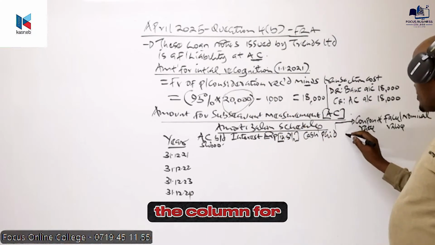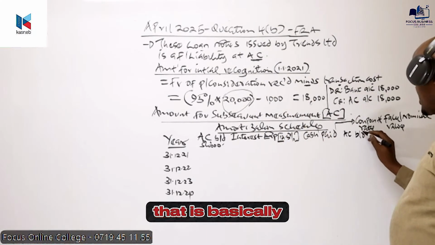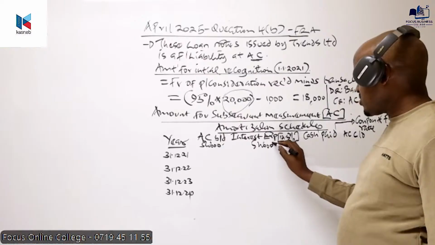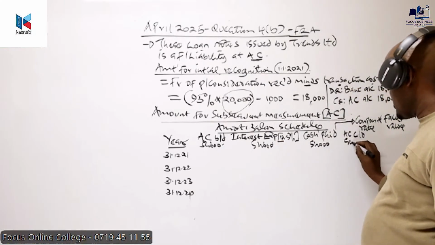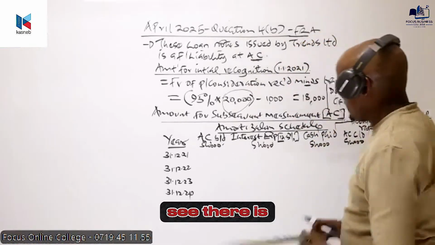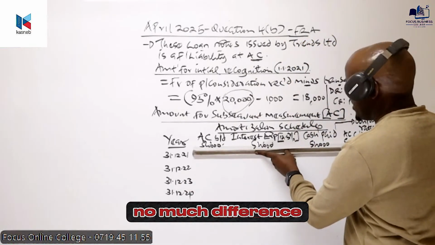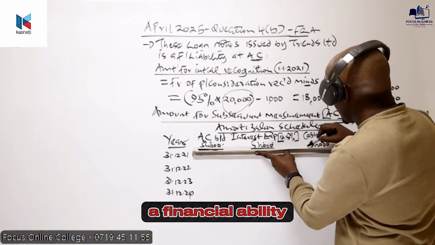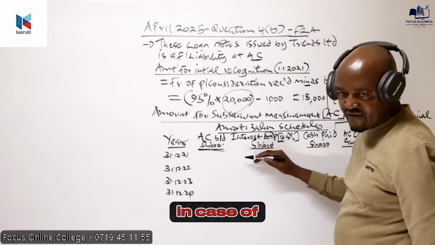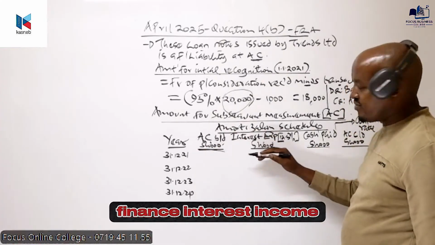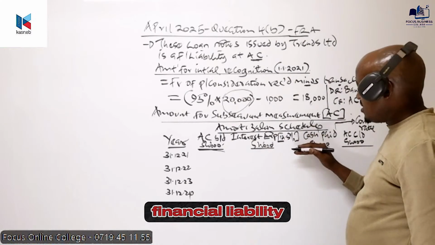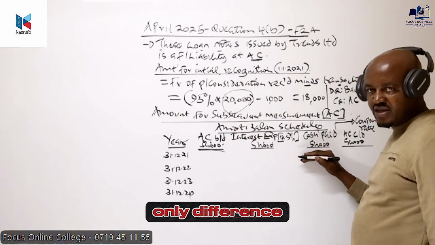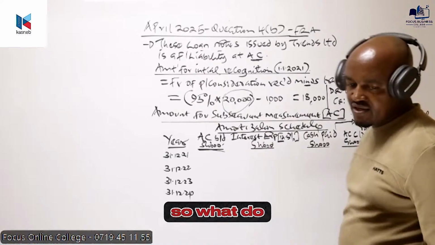And then finally, we have the column for the amortized cost at the end of the year. That is basically the balance carried down. And also remember all our figures here are in thousands of shillings. So you can see there is not much difference. The only difference is that in case of a financial asset, we have interest income and cash received, while in case of a financial liability, we have interest expense and cash paid. That is the only difference.